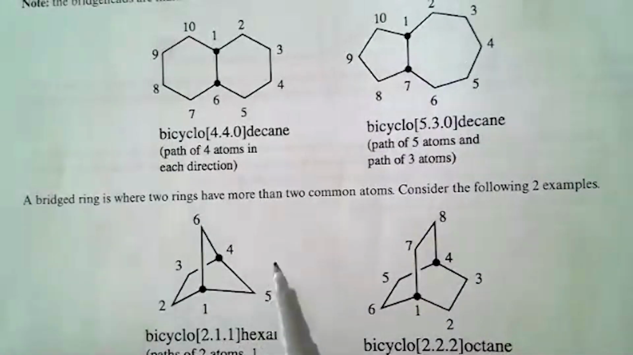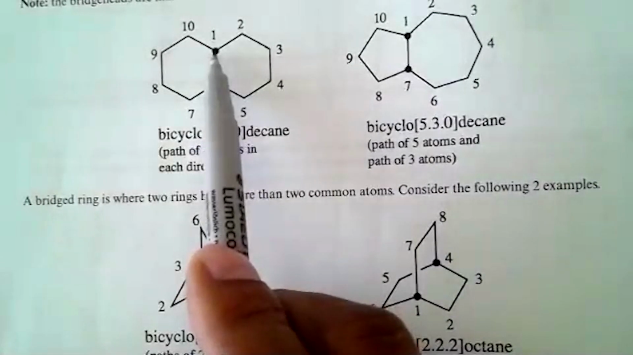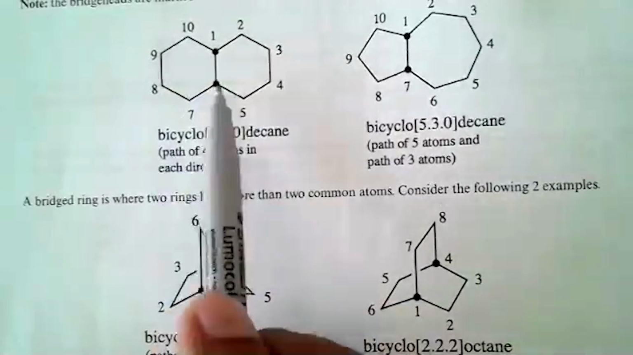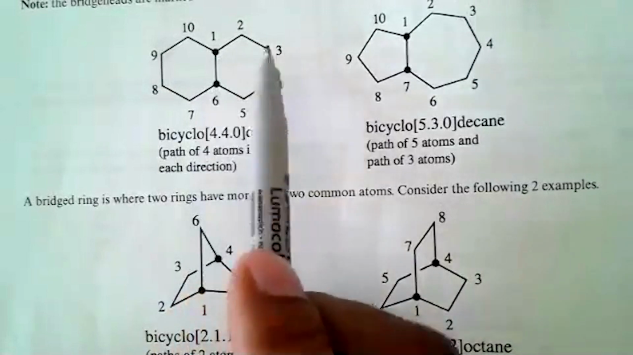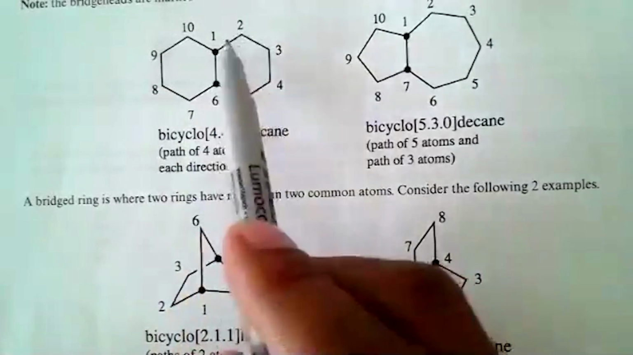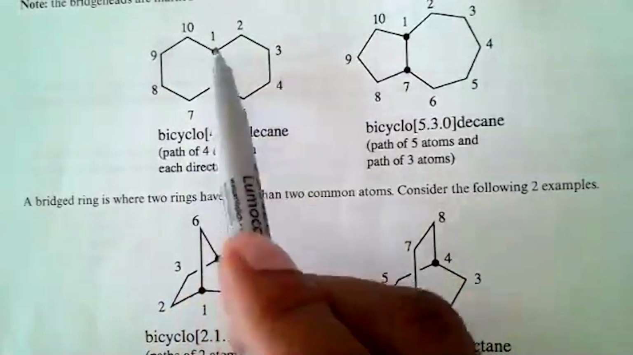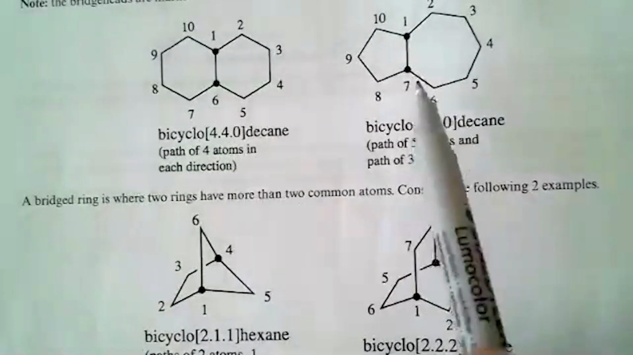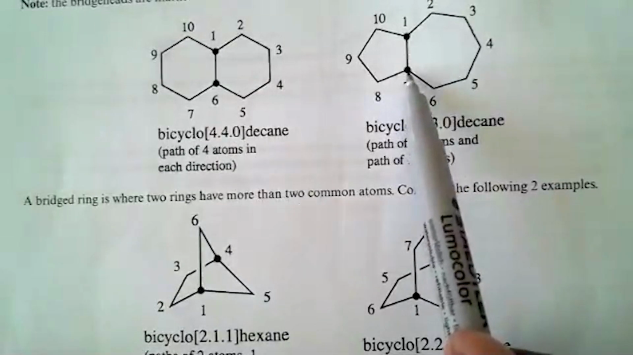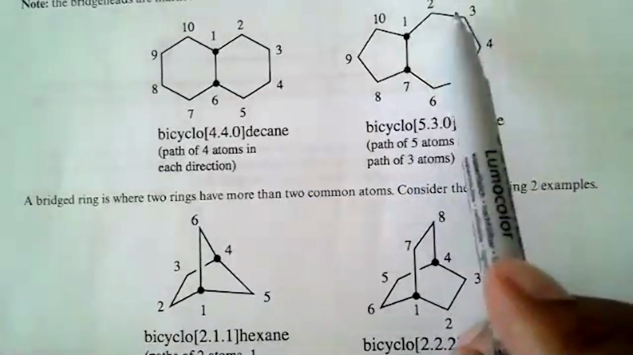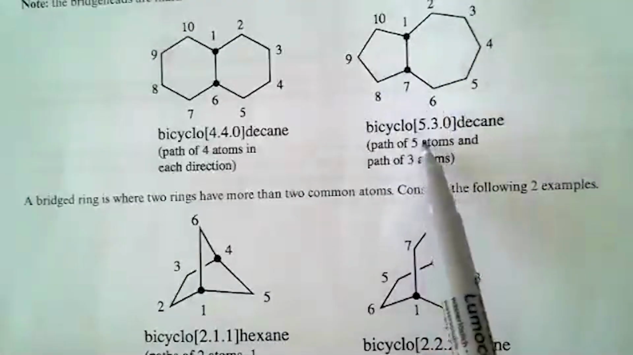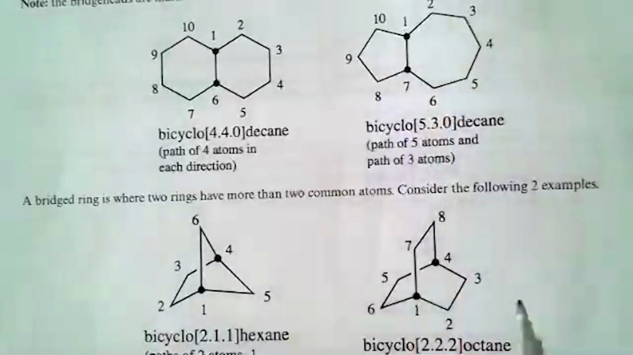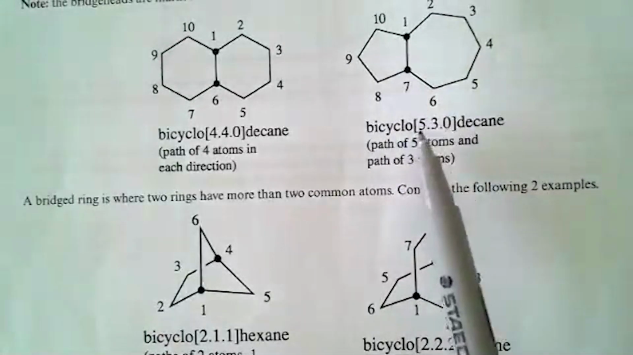At least that's the rule. So here, how many carbons to get to the other one? 1, 2, 3, 4. That's the 4. Next, 1, 2, 3, 4. That's the 4. Next, 0. There's no carbons in between these bridgehead carbons, and so it's 0. And over here, we go for the biggest route first. 1, 2, 3, 4, 5. Okay, 5. 1, 2, 3. And then 0. Done. So that deals with the numbers in brackets.